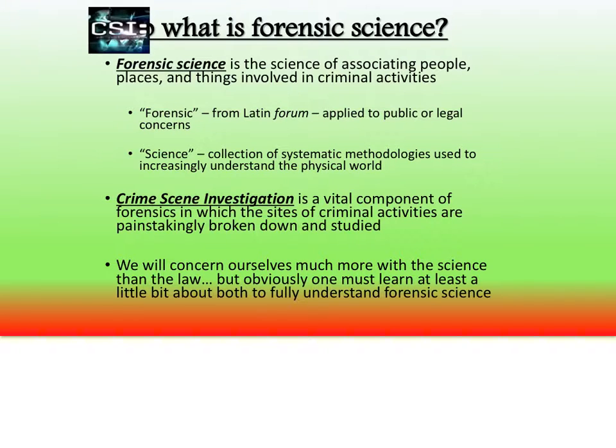So what is forensic science? And again, I messed up the picture on this slide too. Sorry about that. Forensic science is the science of associating people, places, and things involved in criminal activities. There's your book definition. The word forensic comes from the Latin term forum, which means public or legal. And then science, we already know: the scientific method, a technique used to understand the world. So can we apply the scientific method to matters of law or public concern? That's what forensic science is all about.